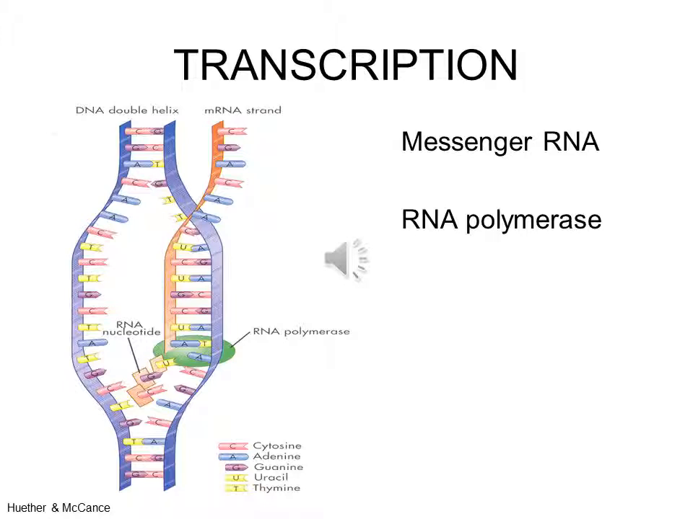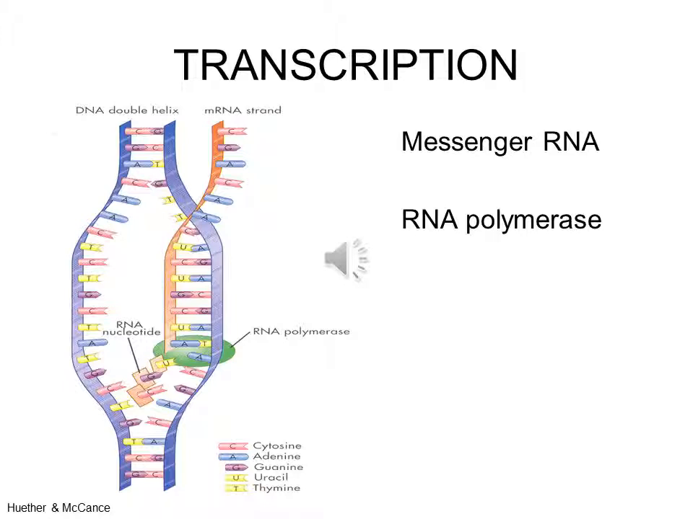RNA polymerase is an enzyme that bonds to a site on the DNA, which is the beginning of a gene. It pulls the DNA strands apart from one another. Now, it's not opening up the entire strand, but it's just simply opening up one area along the DNA strand. One of these separated strands will serve as a template for the sequence of messenger RNA nucleotides. The bases of messenger RNA are complementary to those in the DNA template strand.